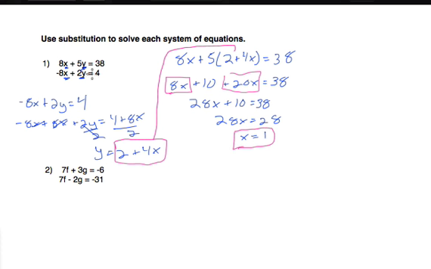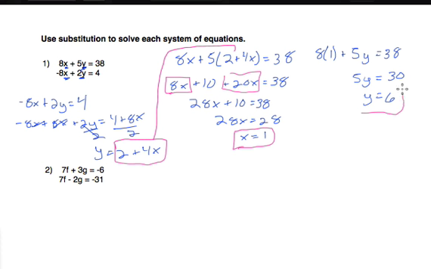Well, we can use either one of these equations to figure out what y is. Let's use the first one. 8 times, and when x equals 1, 8 times 1 is 8, plus 5y equals 38. Subtract 8 from both sides, and we're left with 5y equals 30, and so y equals 6.